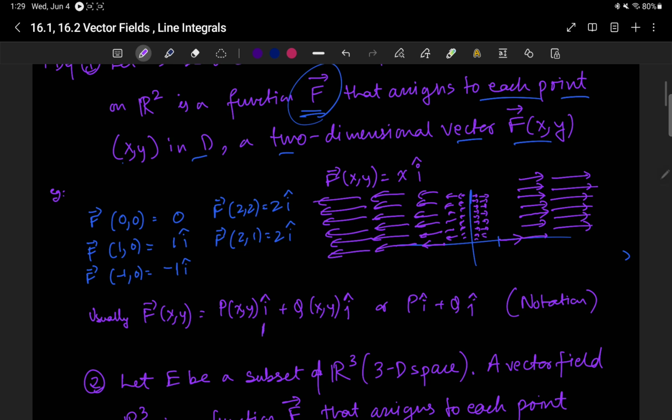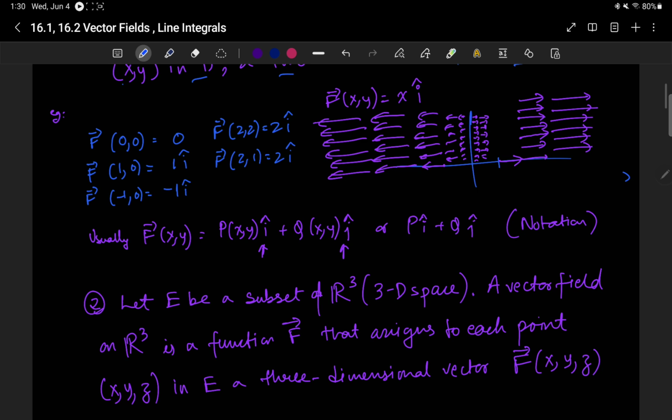Usually it will have an i cap direction, a j cap direction, so x and y, but it need not. For example, the one that we just saw doesn't have anything in the y direction. And the notation, we drop the xy usually and just write it as P i cap and Q j cap, where P and Q themselves are... well, you don't need a vector sign, sorry. P and Q are some functions of x and y.